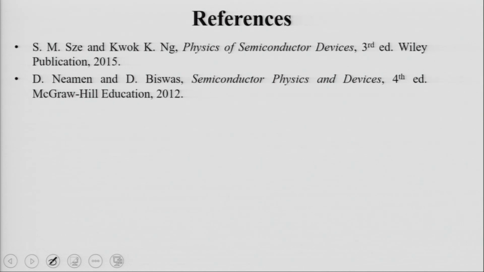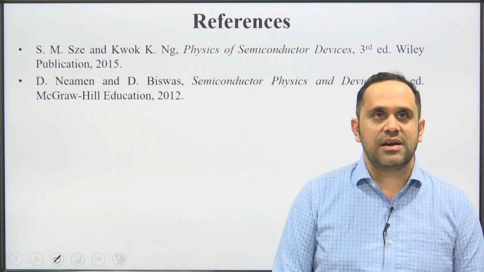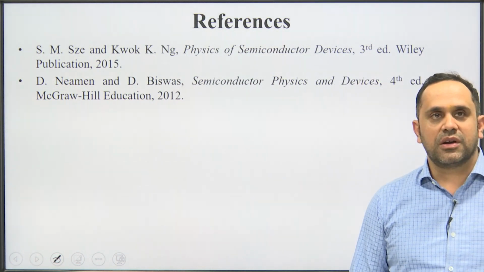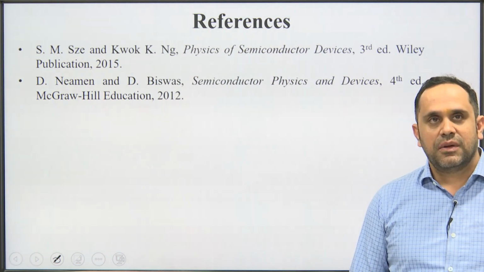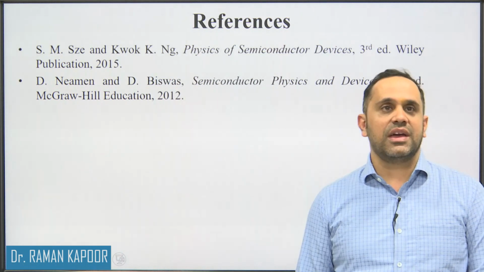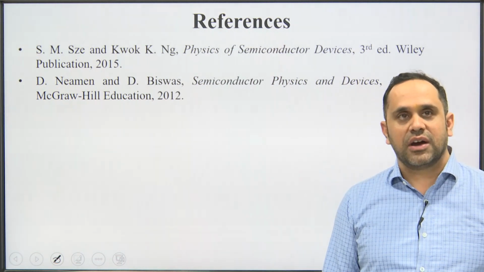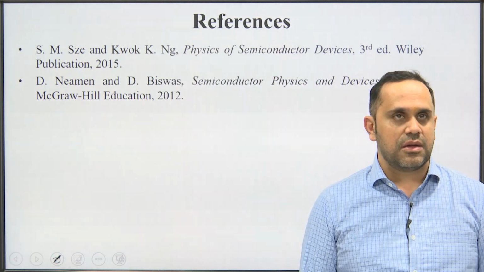These are some of the references which you can refer to for the content covered in this lecture. We have covered a very important concept of how excess charge carriers are generated inside a semiconductor and how they recombine. We have seen how thermionic emissions take place, and how tunneling allows current to flow even if the total energy is less than the barrier height.